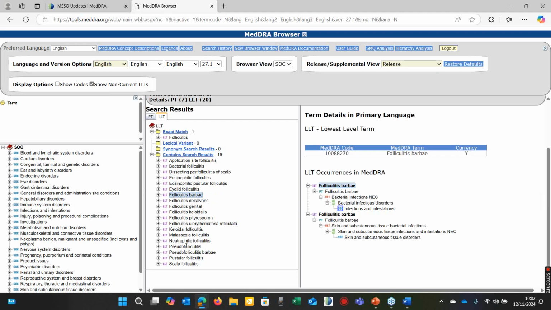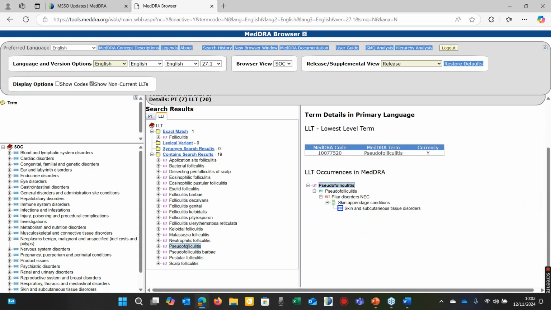Any others? We've got pseudofolliculitis. That's something I'll also go and reference just so I understand what it is. And we have pseudofolliculitis barbae again. So this one isn't in the infections. This is a skin problem. Pseudo meaning false. So it's something which probably resembles folliculitis. That's what I would think of. And this barbae, which we need to look at. So pseudofolliculitis isn't considered to be an infection.